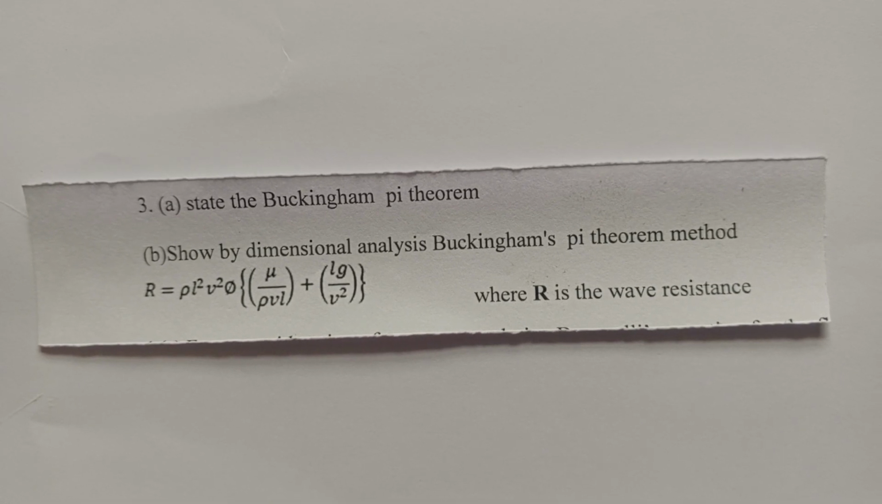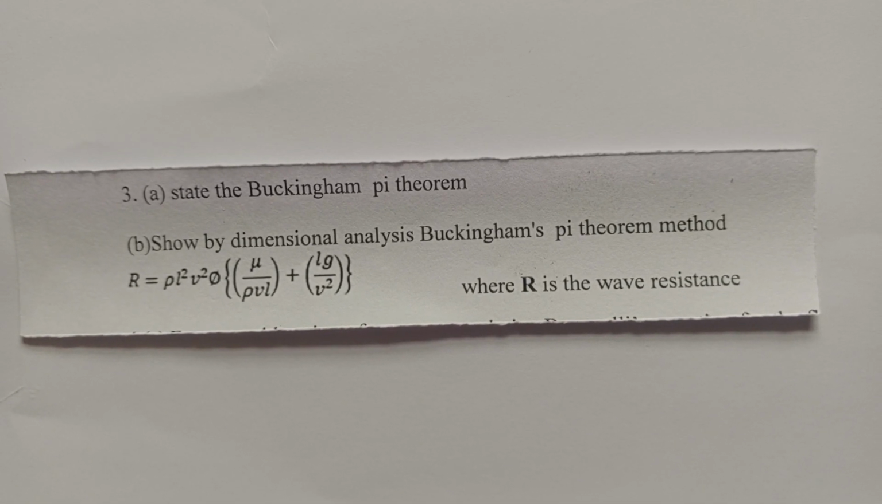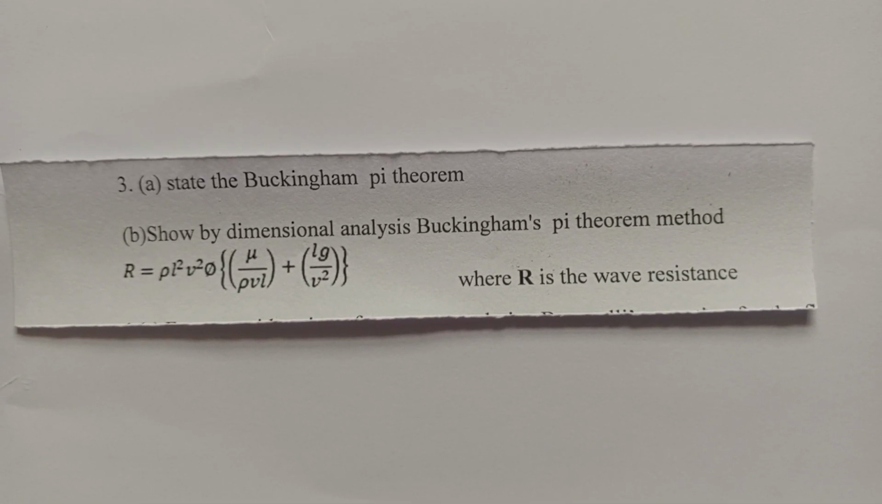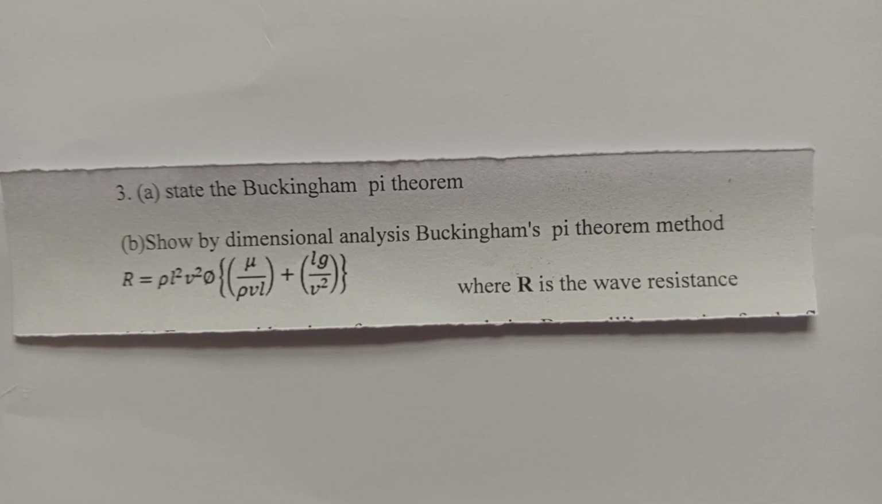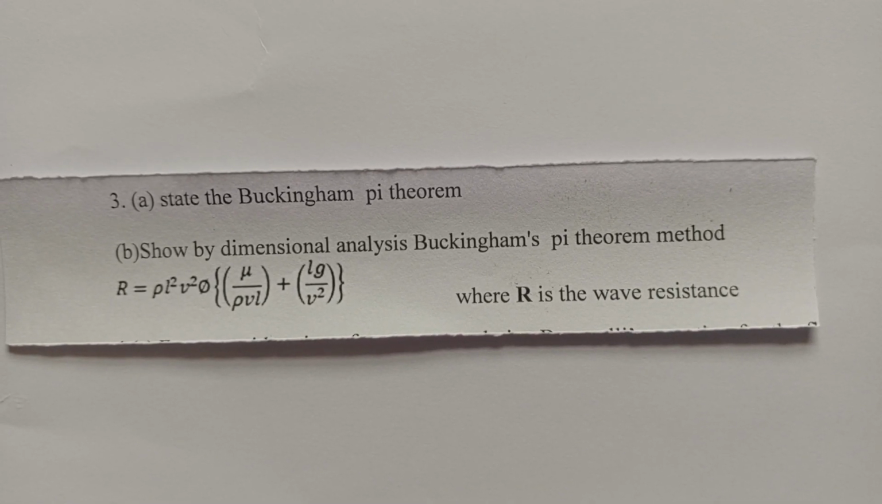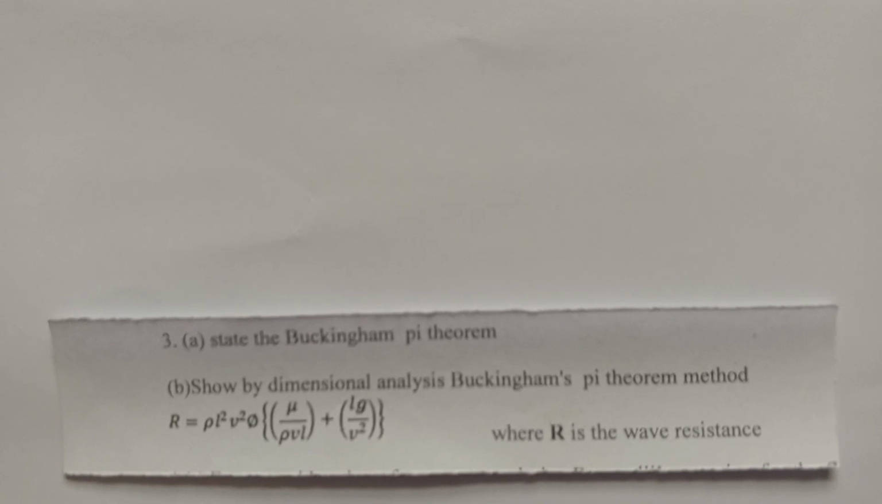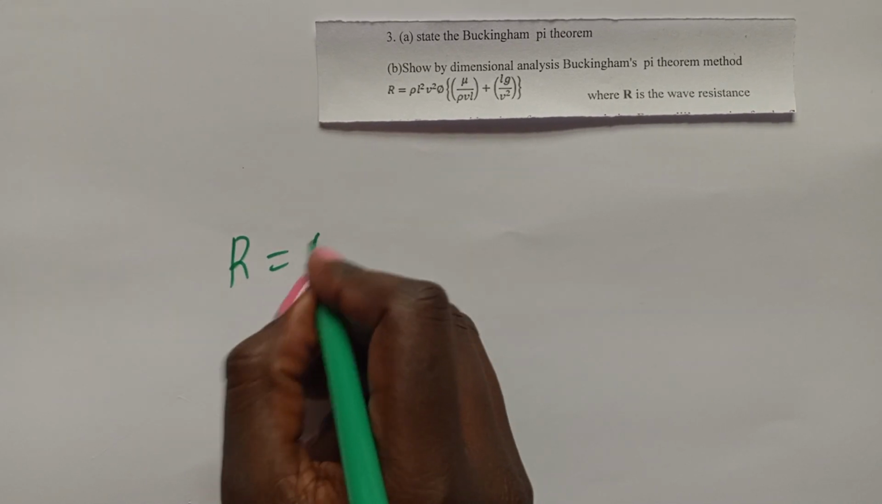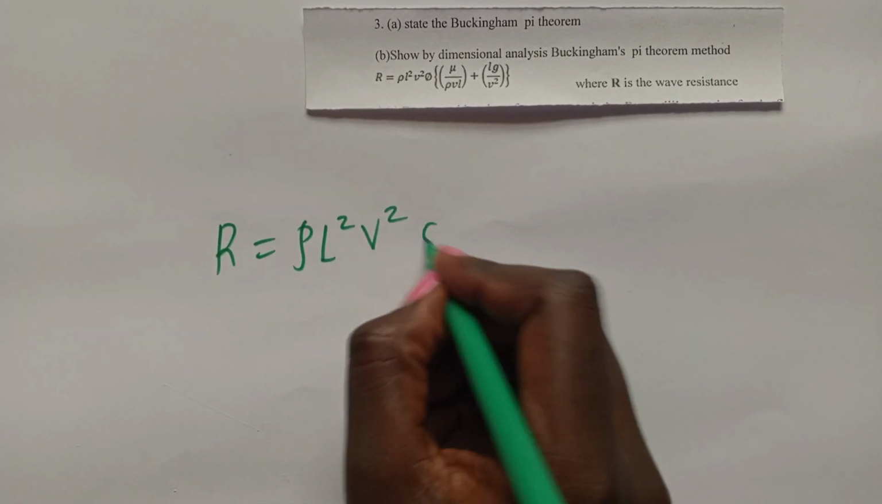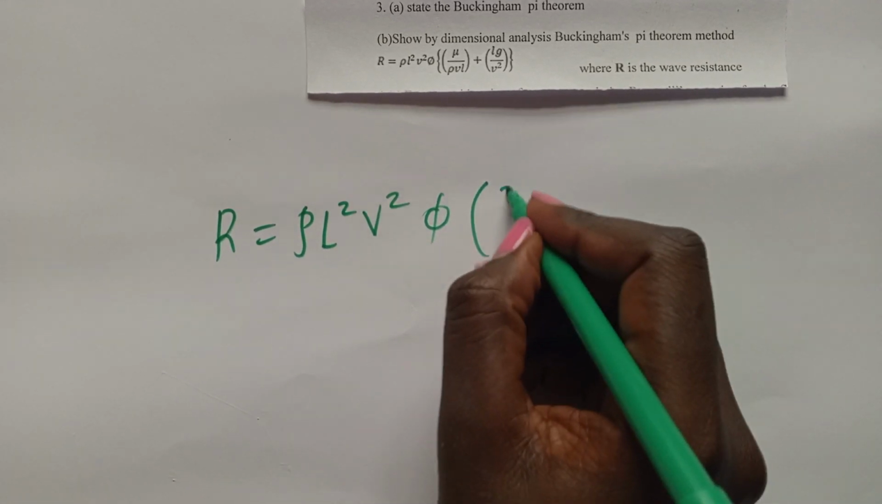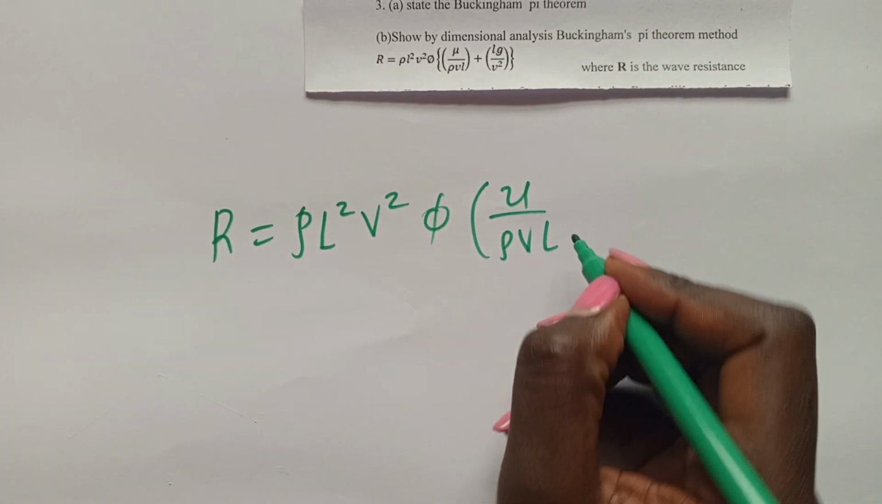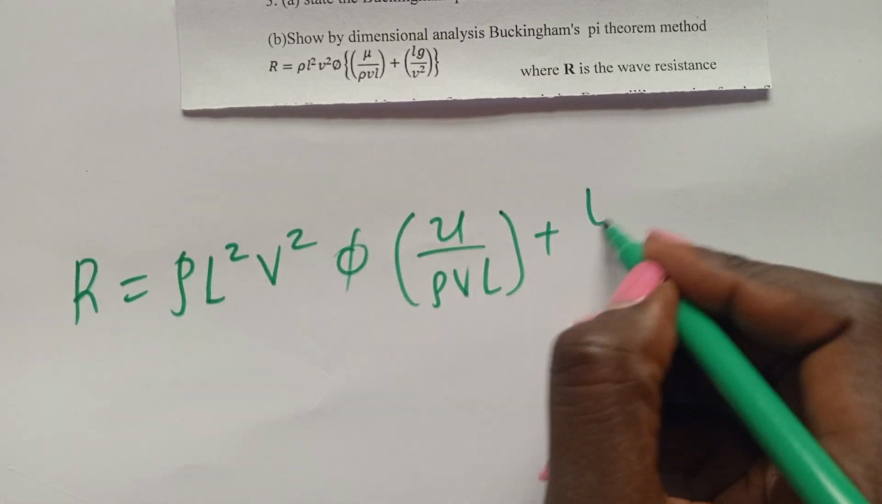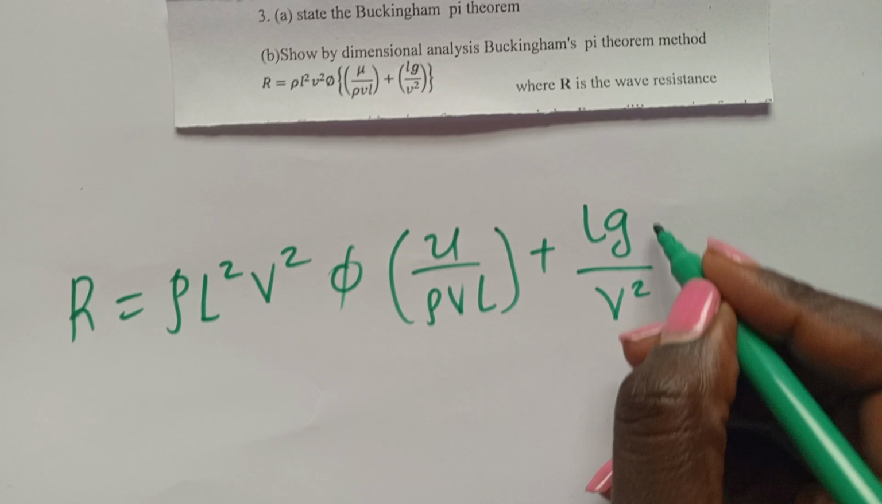So for an example, we're going to do part B of that question. Show by dimensional analysis, using Buckingham's pi theorem method. We have the question and we are told that R is the wave resistance. So we're going to rewrite our equation as it is.